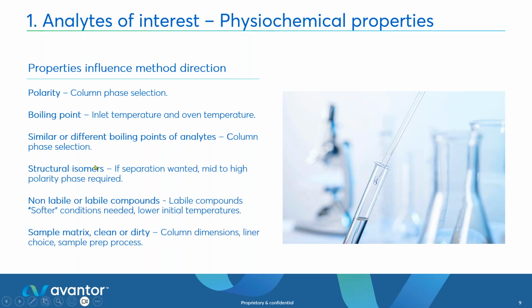Then with structural isomers, if you want to separate these, you may want a more polar column, mid to high polarity. Again, we'll discuss this more later. If you've got a non-labile or labile compound, labile compounds need different conditions that are softer and have lower initial temperatures. The sample matrix, is it clean or dirty? This can influence the column dimensions, liner, consumable choices, and then the sample prep process as well.